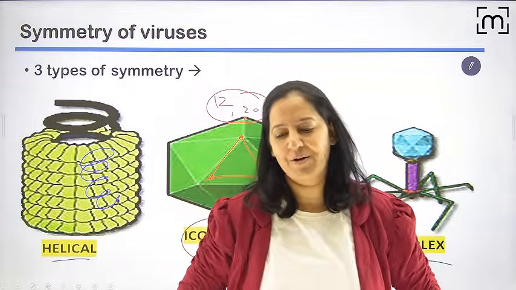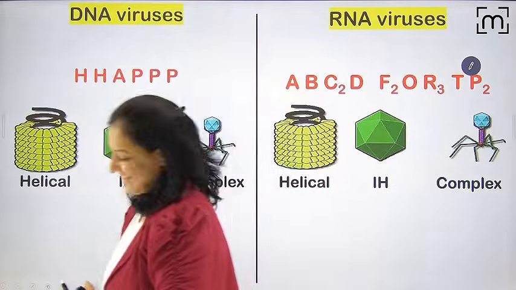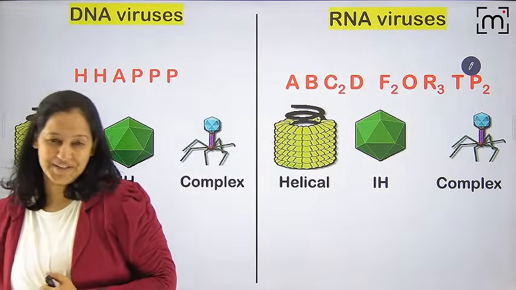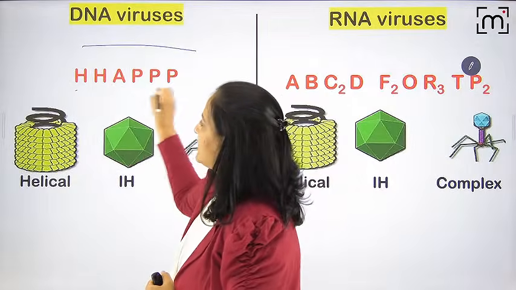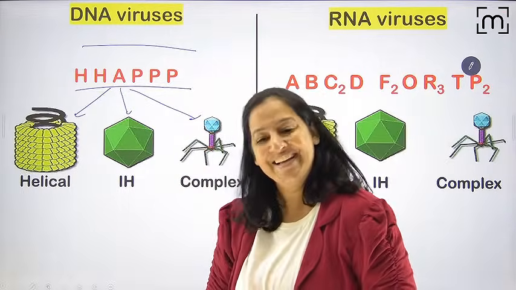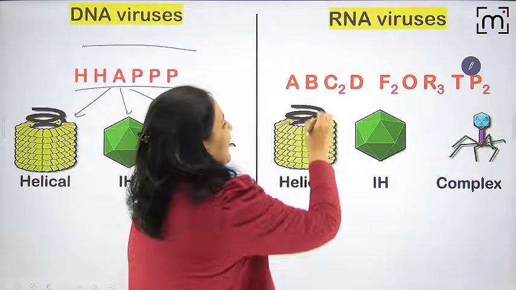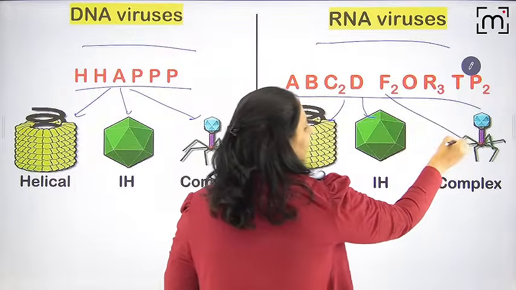Okay, you got it. But that is not the question. The question is this. Let me explain the question. Out of the 6 DNA viruses, how many are helical, how many are icosahedral, how many are complex? That is the question. Got it? Out of the 14 RNA viruses, the same thing. How many helical, how many icosahedral, how many complex?